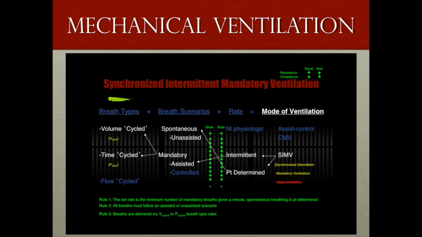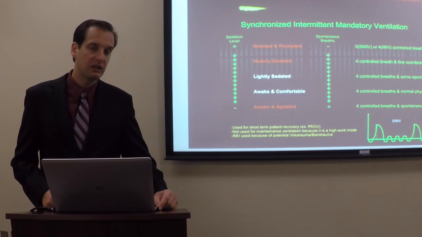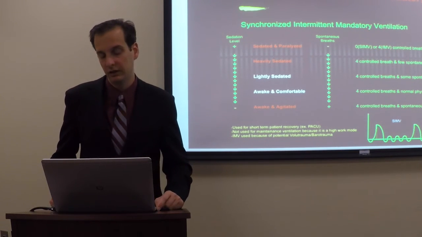You will find that people will use SIMV as if it were assist control. They will set the intermittent rate at a normal physiologic rate rather than a true intermittent rate, with the preference that, unlike assist control, if they were to hyperventilate, they would only hyperventilate spontaneous breaths rather than mechanically ventilated breaths.